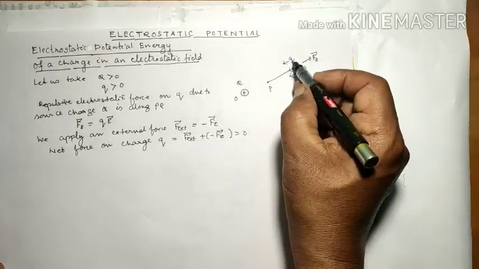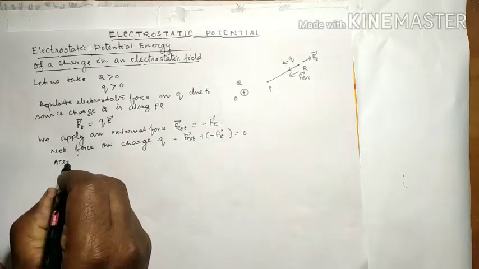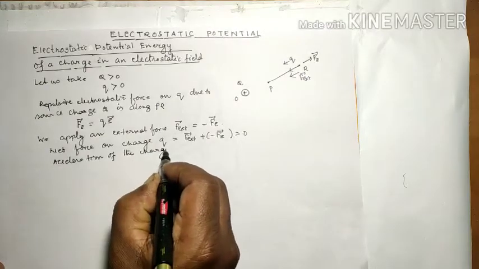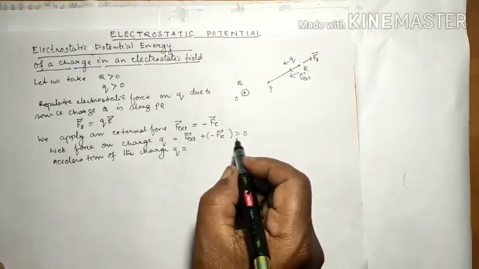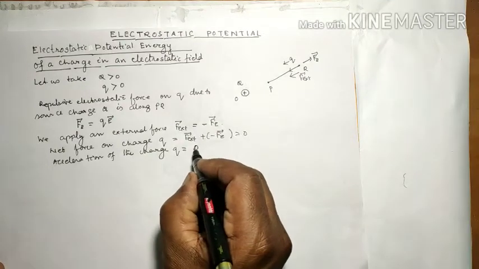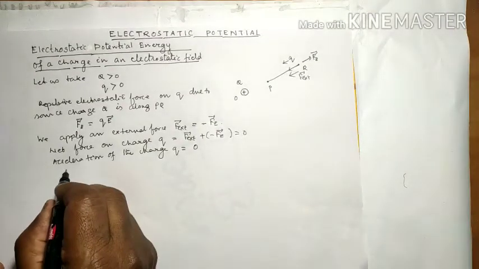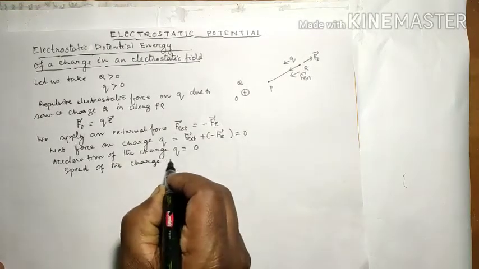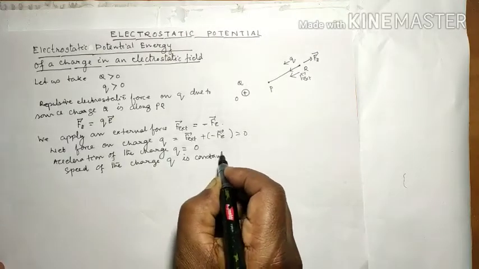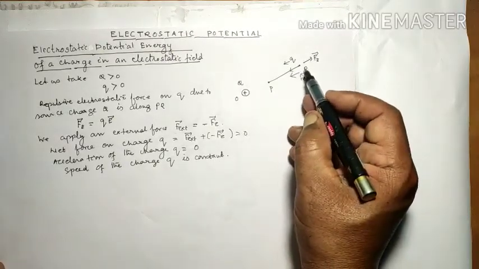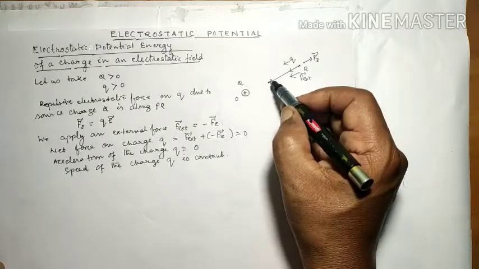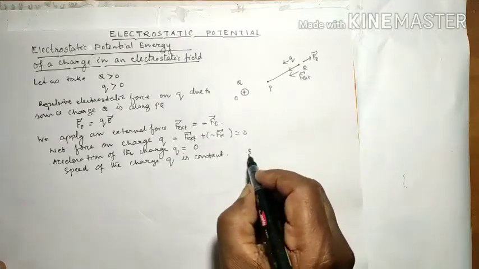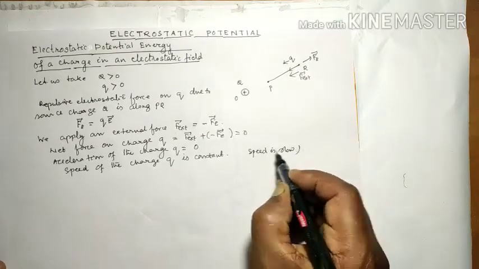So acceleration on the charge q is 0. Acceleration of the charge q, that is force divided by mass of the charge particle, is 0. So speed is constant. So speed of the test charge q is constant. We move the test charge without acceleration from R to P and the speed is slow.